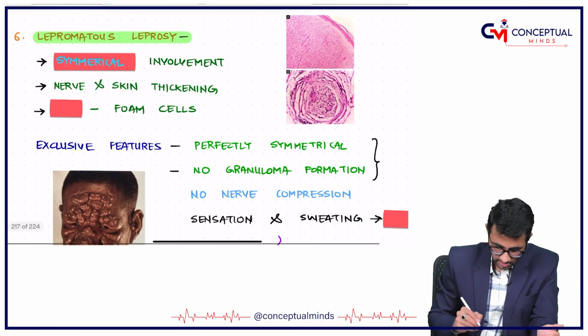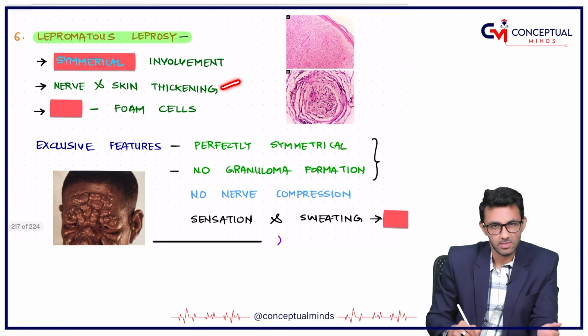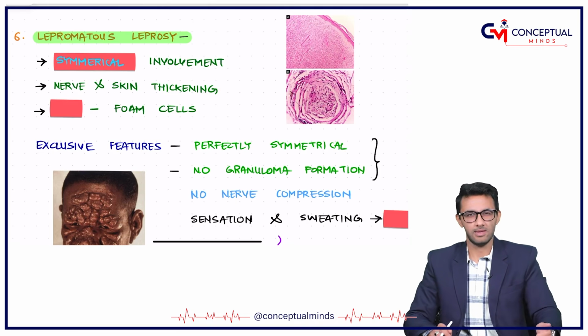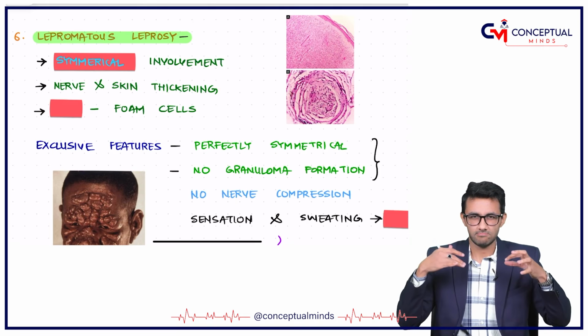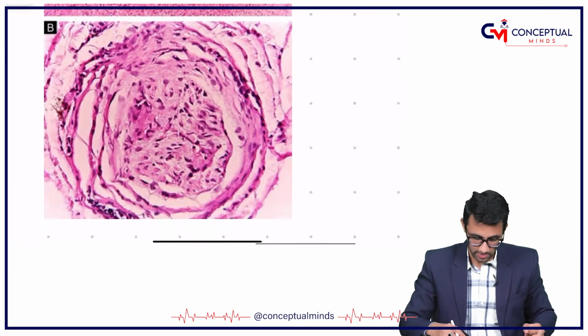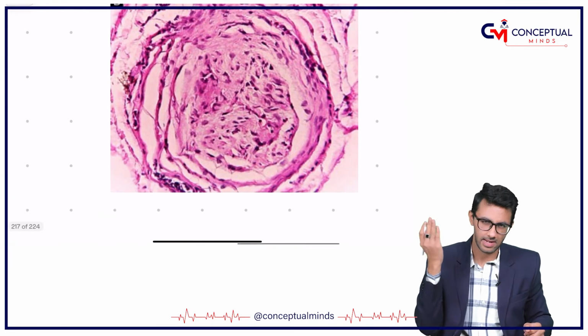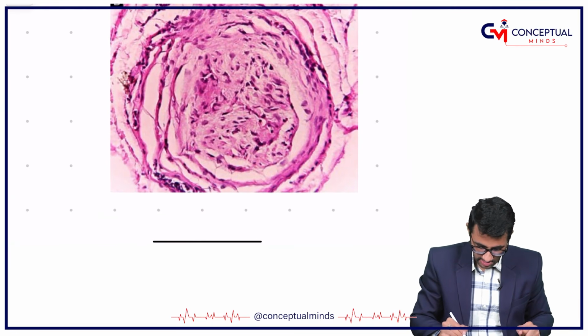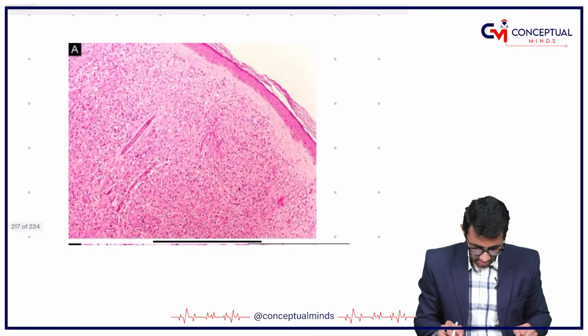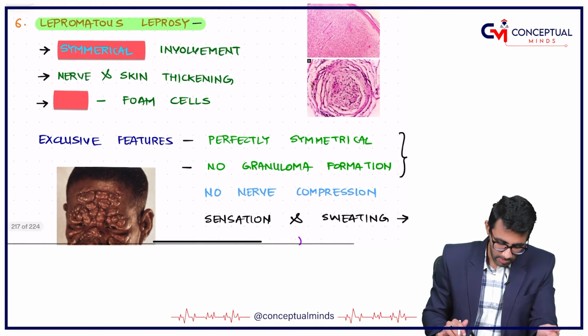Okay, and the nerves, what do you think about thickening of nerves? Yes, and the skin, definitely there is quite an extensive involvement, right? And the bacteria, it would invade the nerves as well. So this, you can see, it is a TS of a nerve, and you can see, yes, there is quite a bit of invasion here. Fine. And how can you comment about the foam cells?